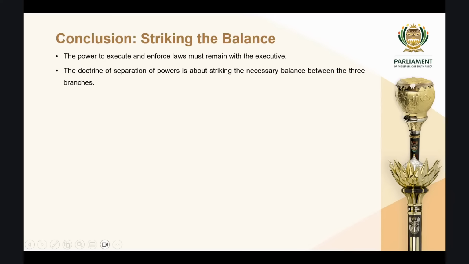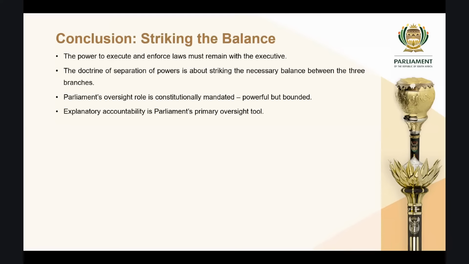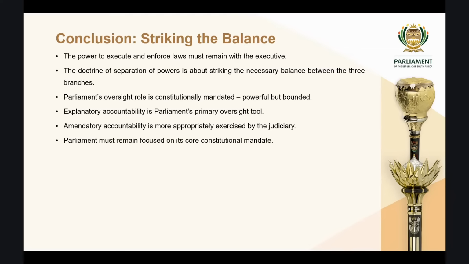So, Chairperson, as we conclude, we talk about striking the balance: the power to execute and enforce laws must remain with the executive. We say the doctrine of separation of powers is about striking the necessary balance between the three branches of government. We say Parliament's oversight role is constitutionally mandated, very powerful, but bounded. And we say explanatory accountability is Parliament's primary oversight tool. And we say amendatory accountability is more appropriately exercised by the judiciary. And Parliament must remain focused on its core constitutional mandate.